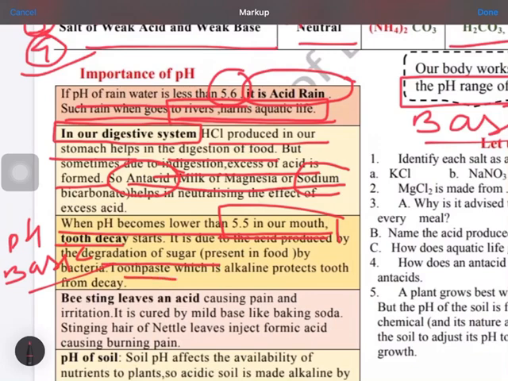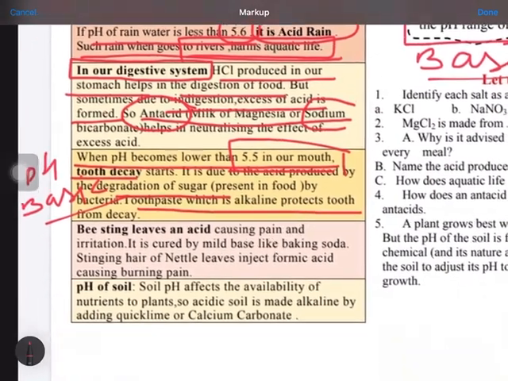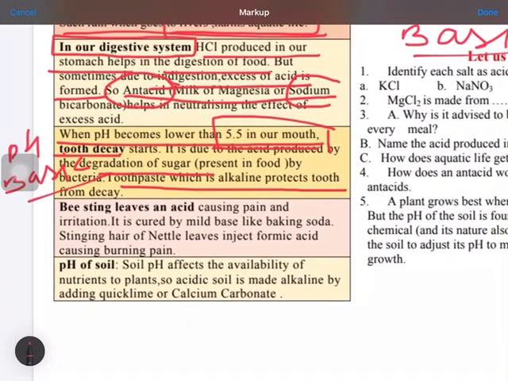And the toothpaste which we are using is alkaline in nature, which helps to maintain the pH of our mouth and helps the enzyme which is released in the mouth for the digestion of carbohydrate. So it is always advised to brush your teeth before going to bed.